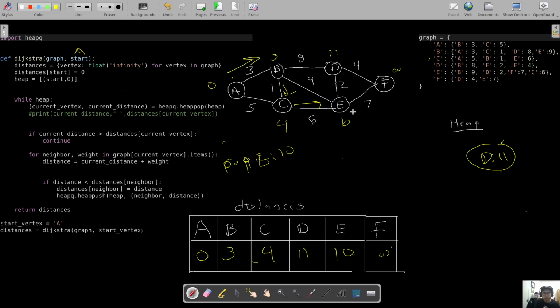What nodes connected to E are going in the right direction? F and D. Okay, so let's get F. We'll just put it here. Current distance is 10.